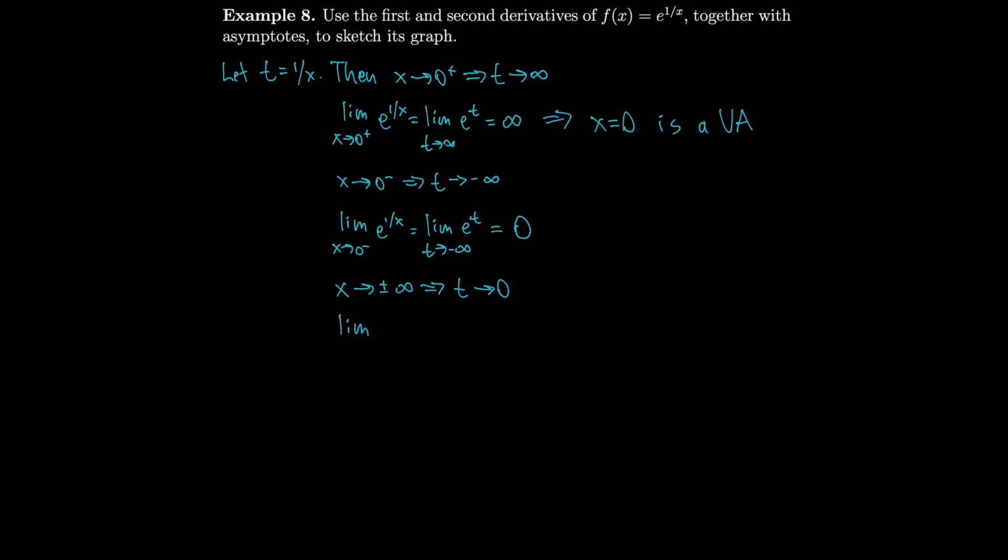So that means the limit, whether x approaches infinity or minus infinity, is going to be the same thing. It's going to be the limit as t goes to 0 of e to the t. So we can just plug in 0 because e is continuous, and we get 1. So we know that y equals 1 is a horizontal asymptote.